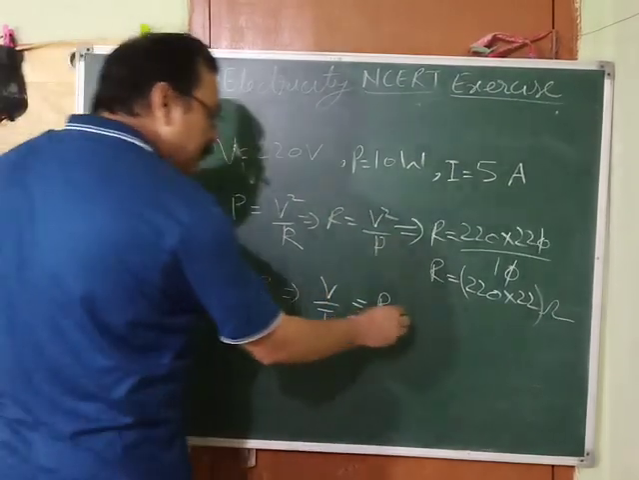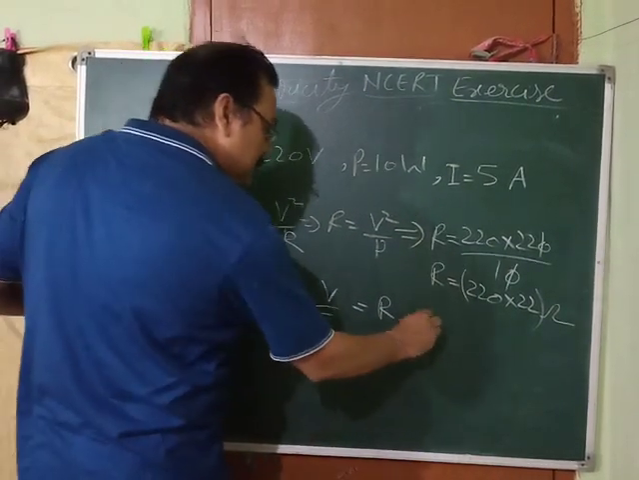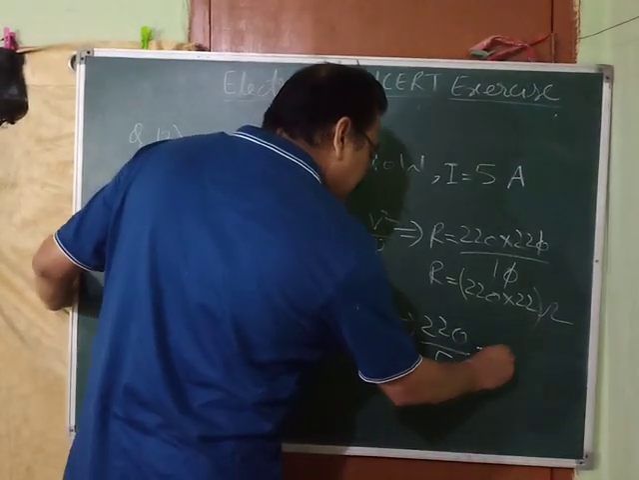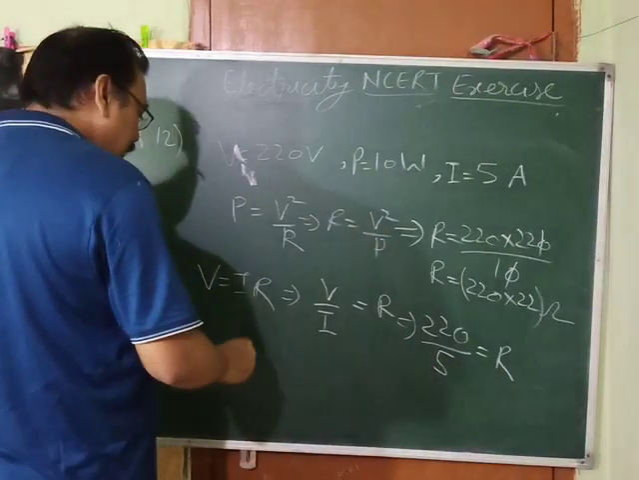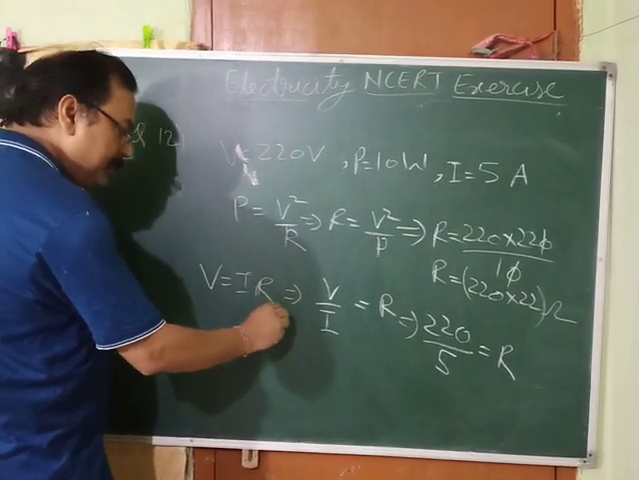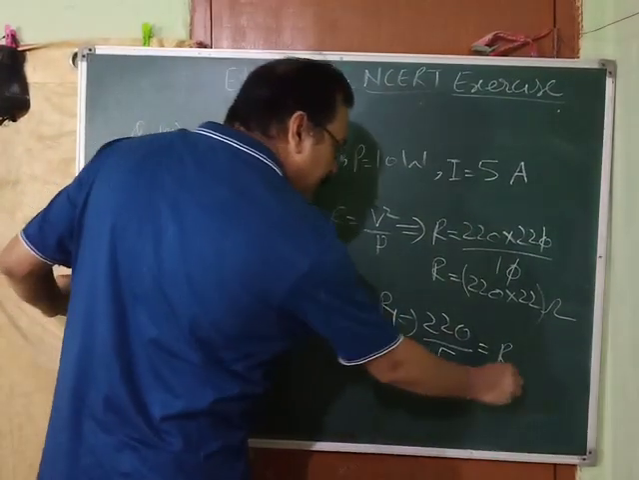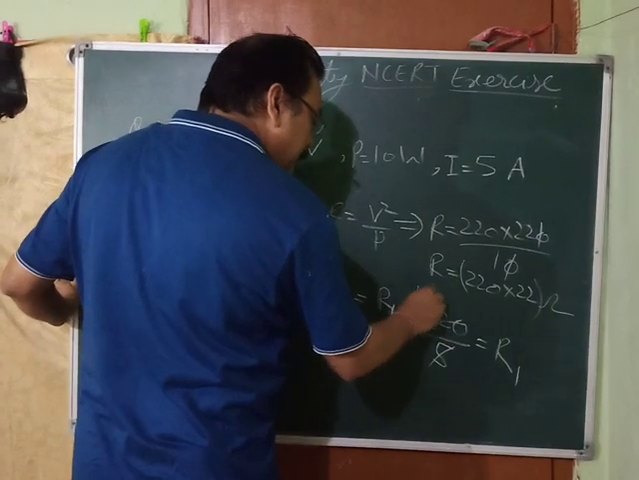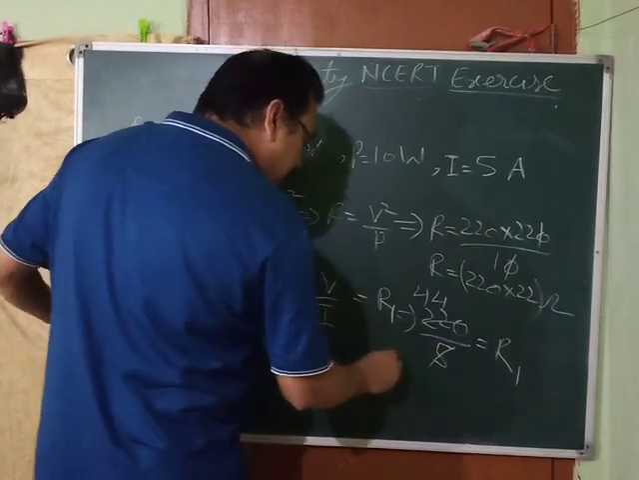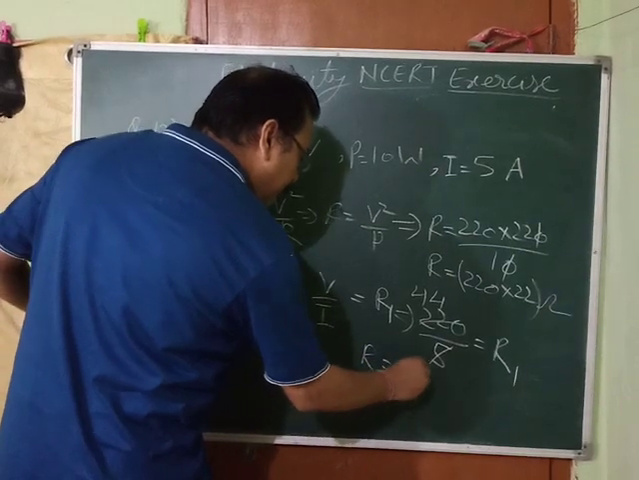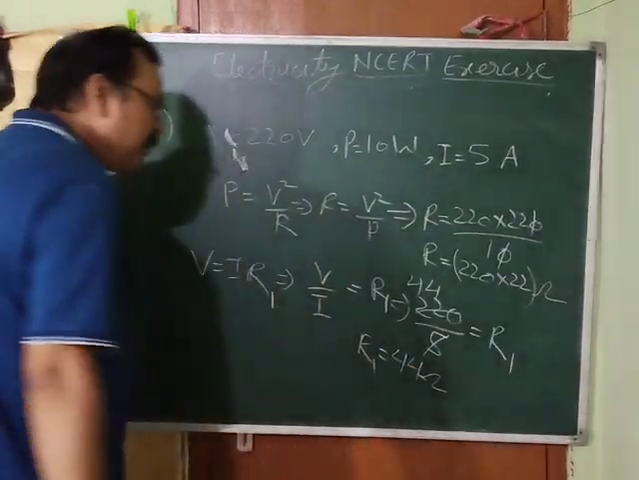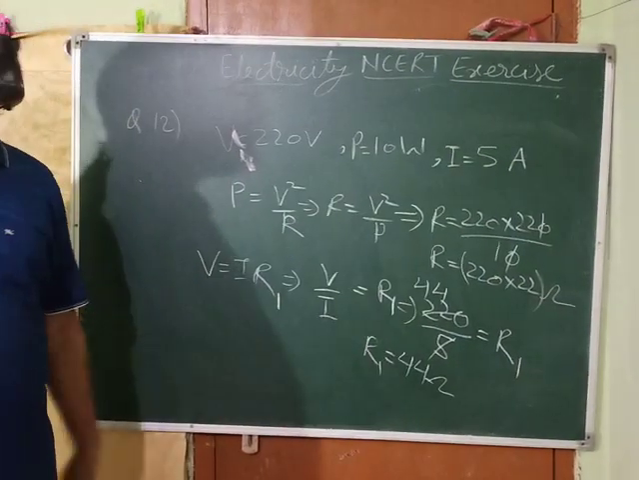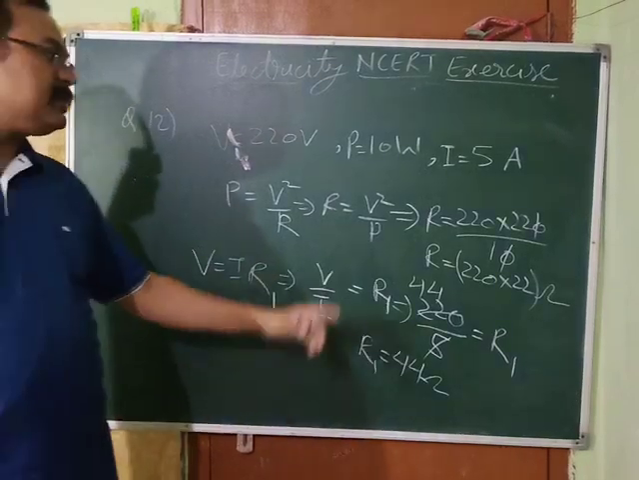Okay, V is how much? V is 220 and I is how much? 5 ampere. So that is the value of R. Or I should write here R1, total resistance. Let it be R1. So it will be how much? 5 4s are 20, so R1 is equal to 44 ohm. So maximum resistance which can be connected in the circuit is 44 ohm. And what is the resistance of each bulb?